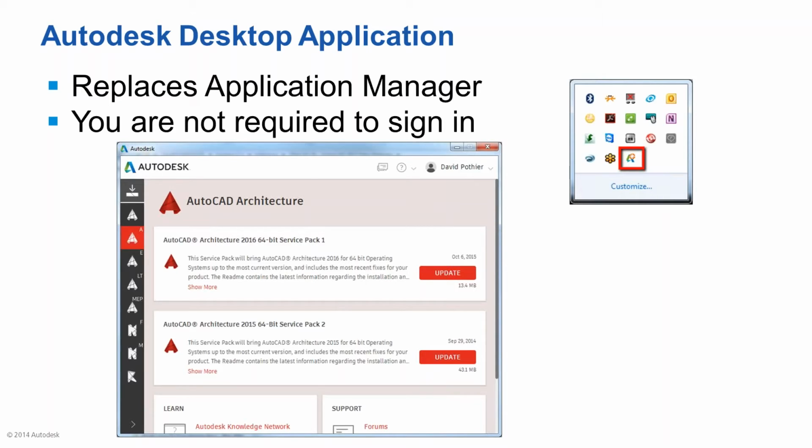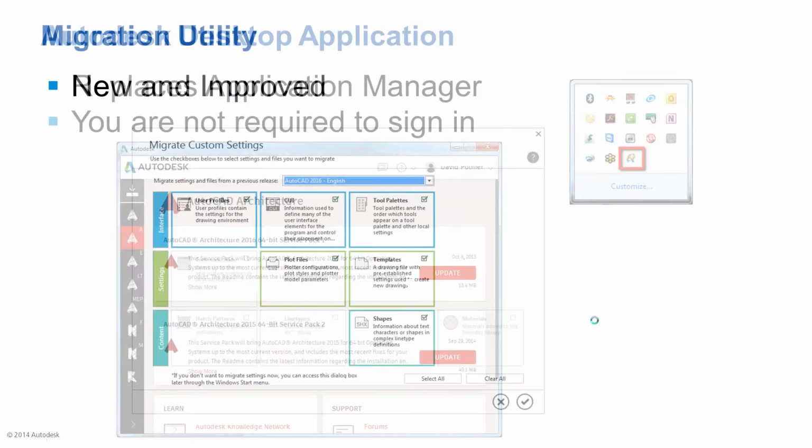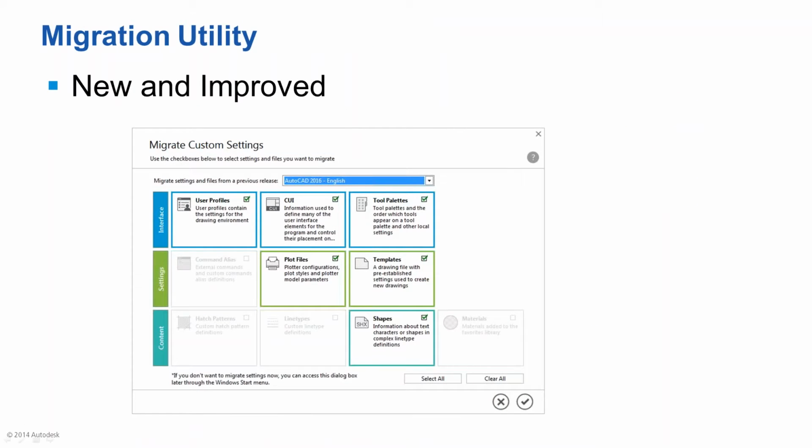If there is an update, then the update will show in the systems tray with the application manager icon, which you can see here in this little box. So that's the first new thing that you're going to see. Well, actually, probably the first new thing you're going to see is some of the migration utilities and the license management changes that are in AutoCAD.